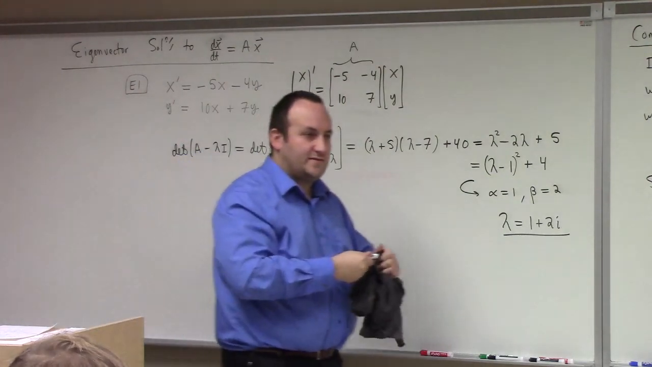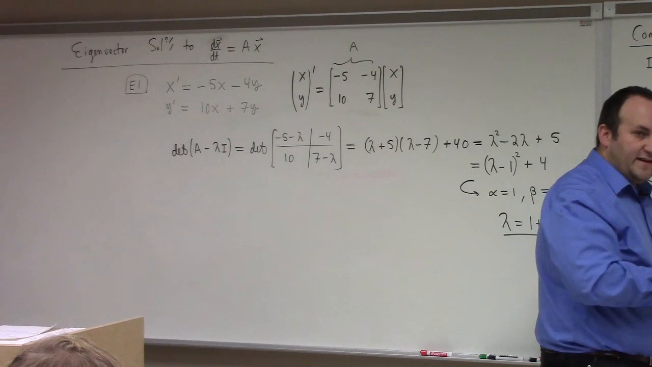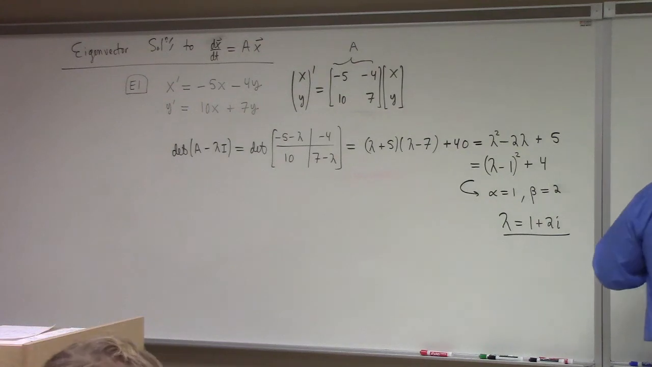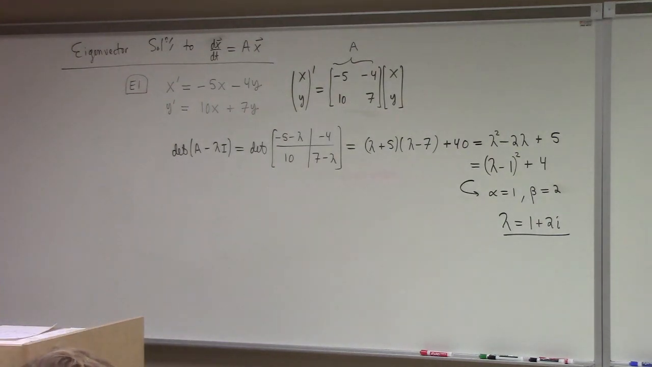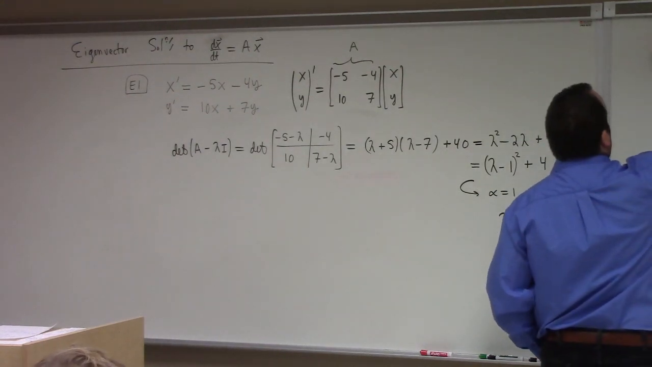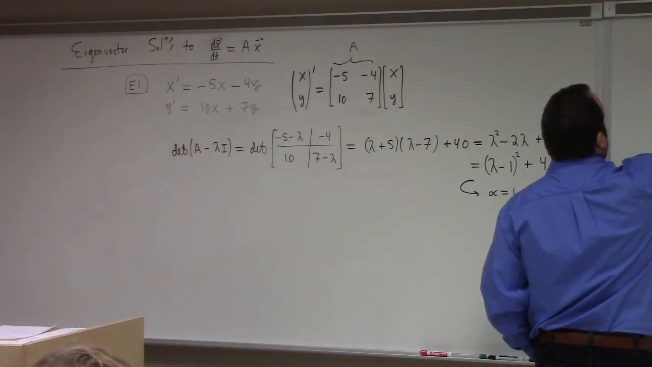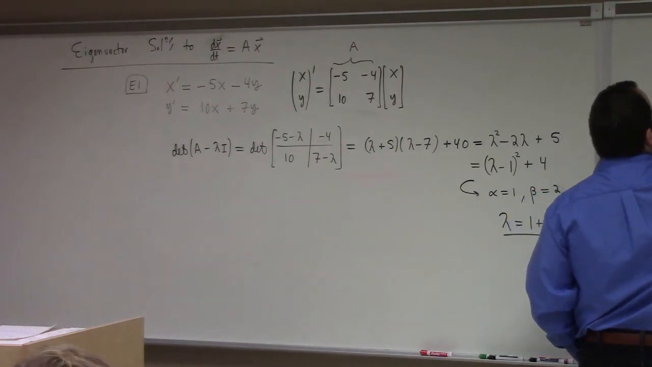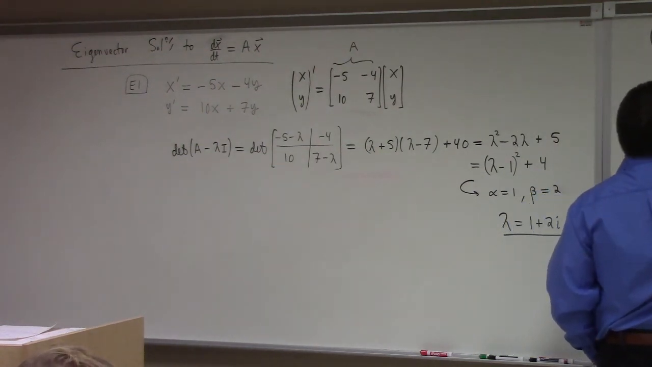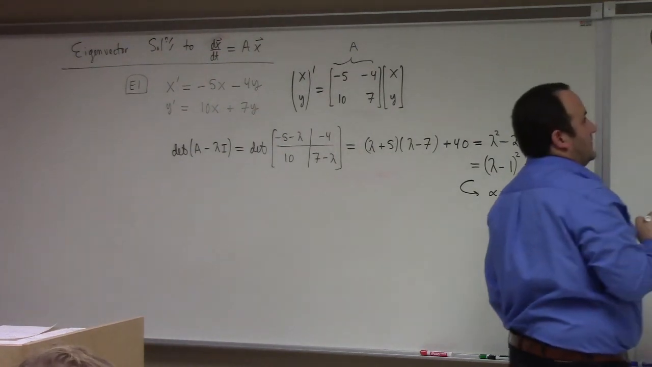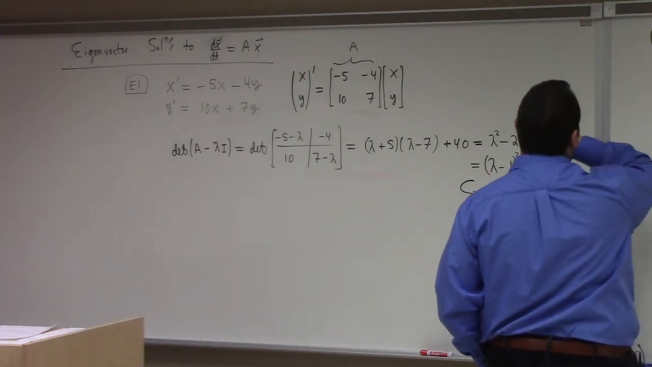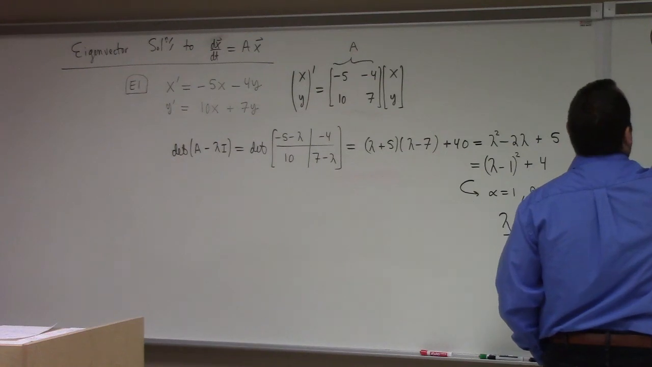Now what's our next step in the procedure I just erased? The procedure is the same for the complex case, though. We now look for a complex eigenvector. So I'm going to try to solve A minus 1 plus 2i I times u equals 0. What's that look like here? Explicitly, that looks like minus 5, right?